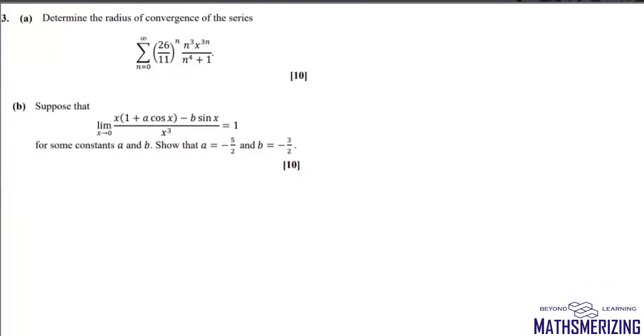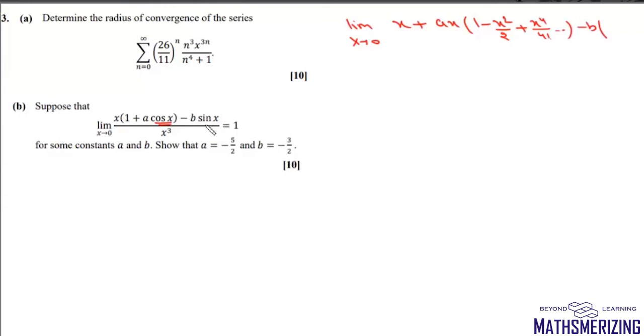Now question number 3b is, if this limit is equal to 1, then we need to show that the value of a is minus 5 by 2 and the value of b is minus 3 by 2. Now we can solve this question either using L'Hopital's rule or using series expansion. For such questions, series expansion is always the simpler method. So we can write this limit as limit x tends to 0, x plus ax. Now we'll use the expansion formula for cos x. It is 1 minus x square upon factorial 2 plus x to the power 4 upon factorial 4, minus b.